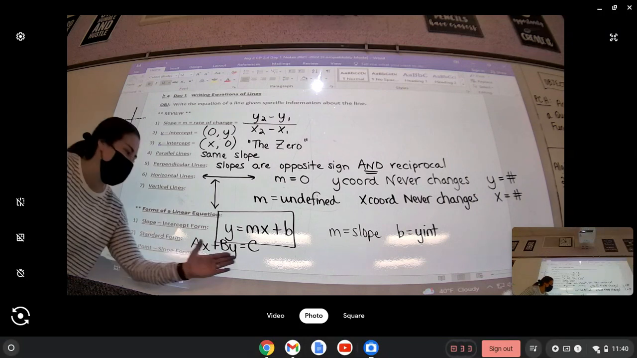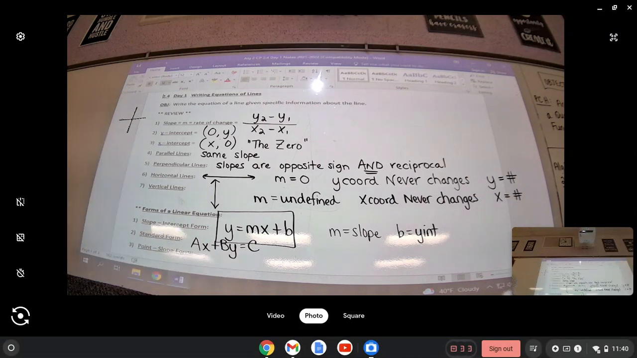Okay, and the reason is when you're in that form, A, B, and C, guys, they're just numbers. They're not the slope, they're not the y-intercept, so they're just random numbers at that point.